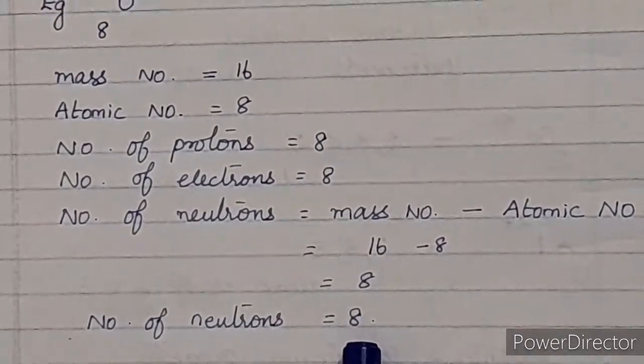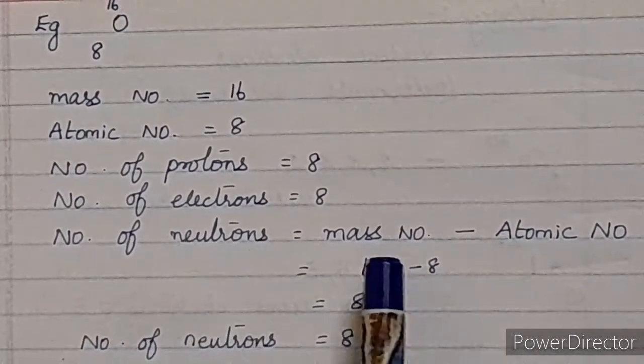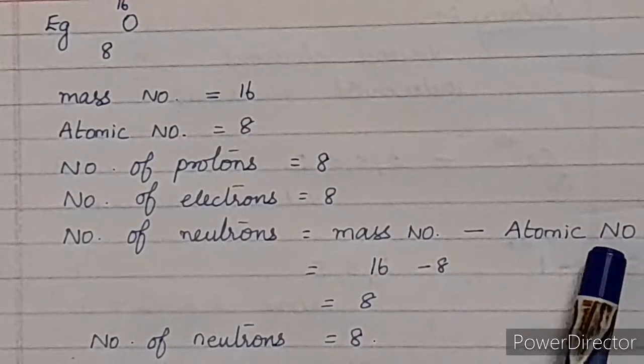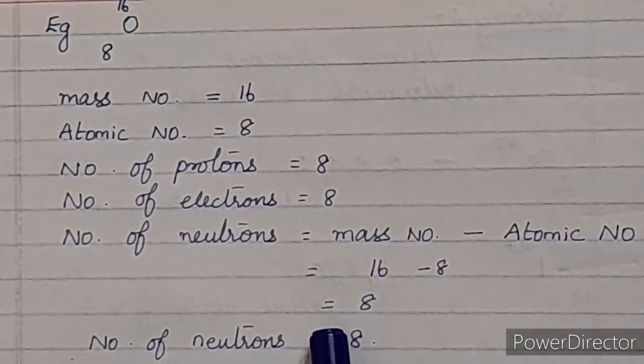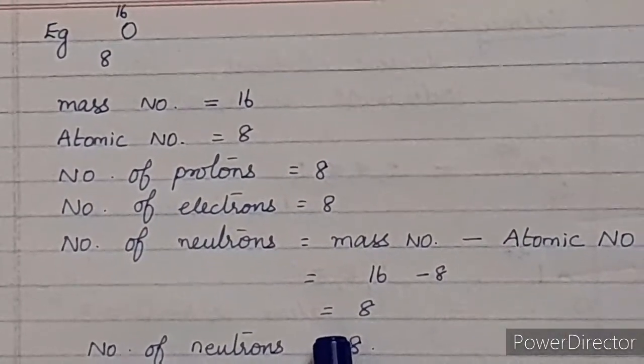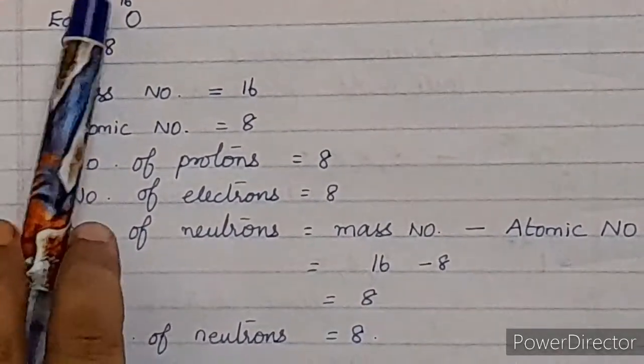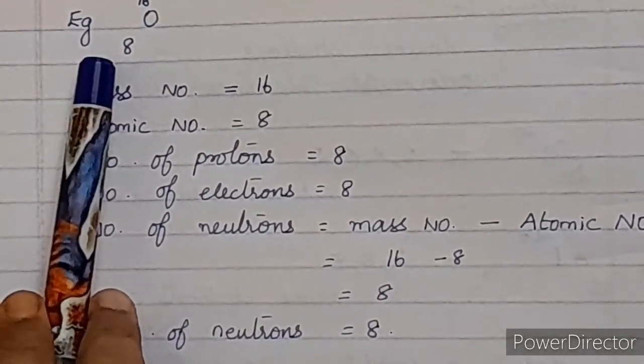So the formula to calculate the number of neutrons is mass number minus the atomic number, and this is a very, very important question. It is simply the subtraction between the mass number and the atomic number.